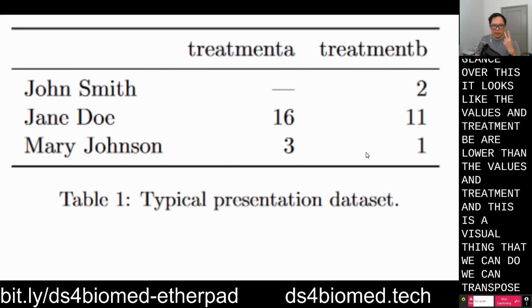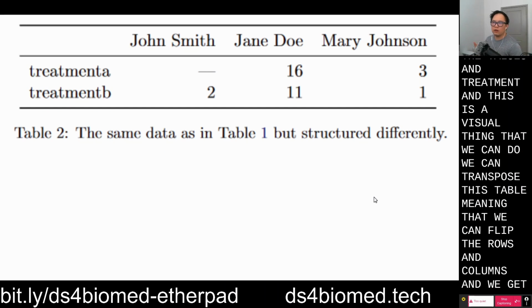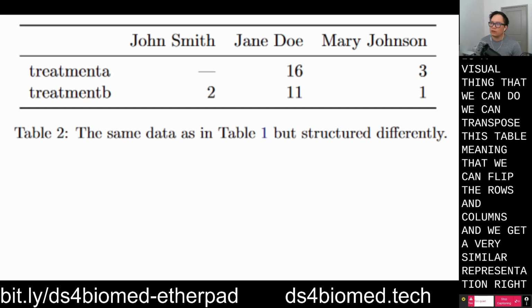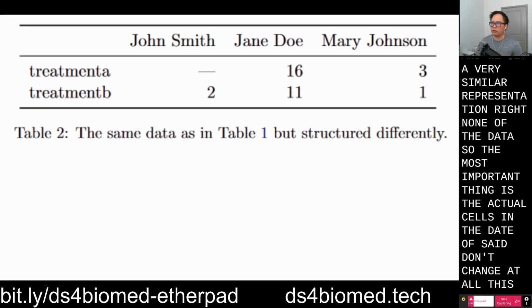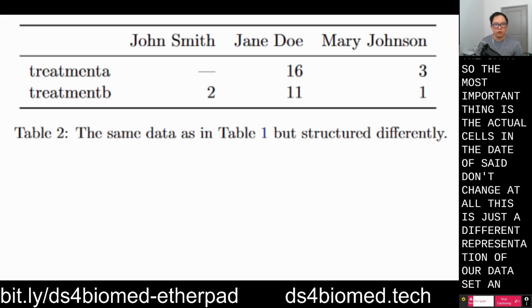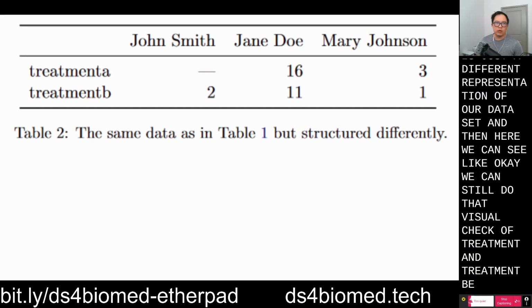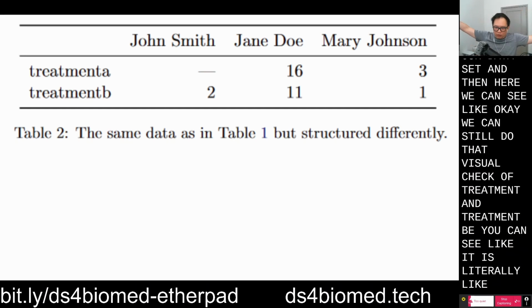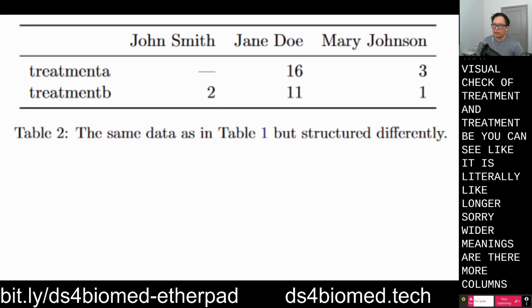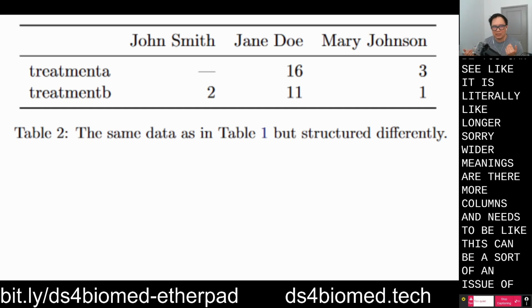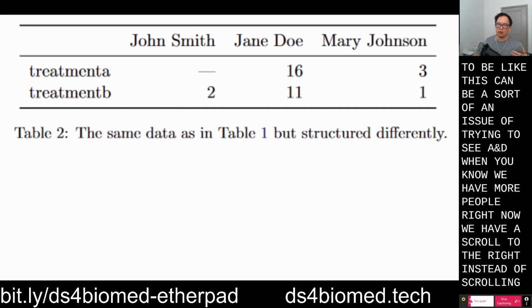We can transpose this table, meaning that we can flip the rows and columns, and we get a very similar representation, right? The most important thing is the actual cells in the data set don't change at all. This is just a different representation of our data set. And here, we can still do that visual check of treatment A and treatment B. You can see it is literally wider, meaning that there are more columns. And this can be an issue when trying to see A and B when we have more people. Right now we have to scroll to the right instead of scrolling up and down.